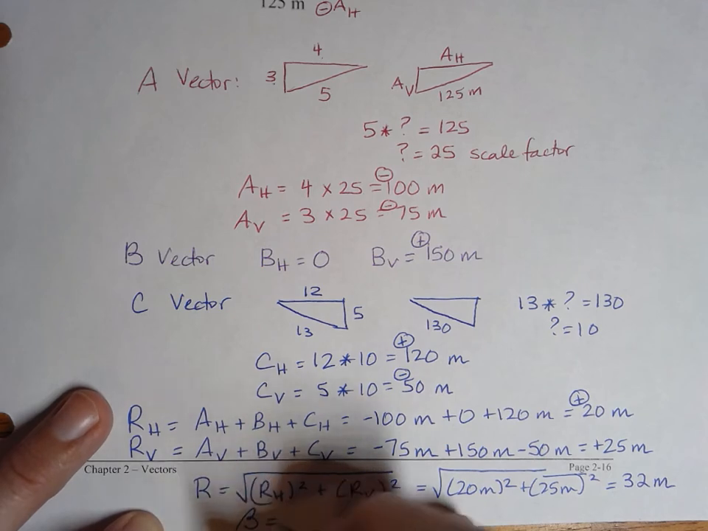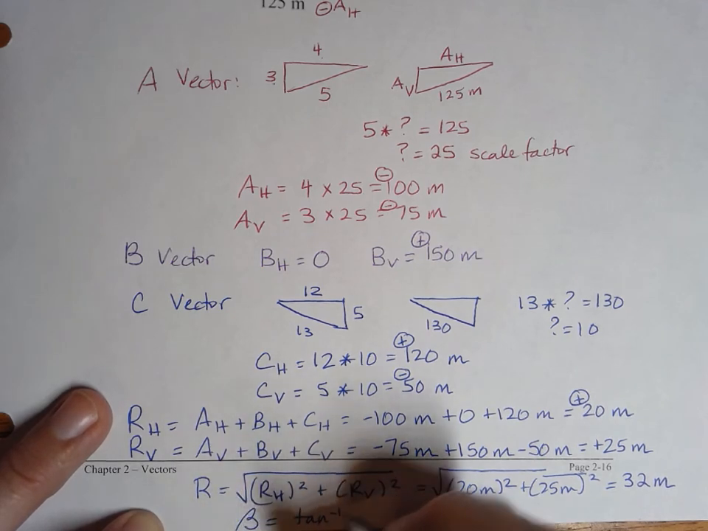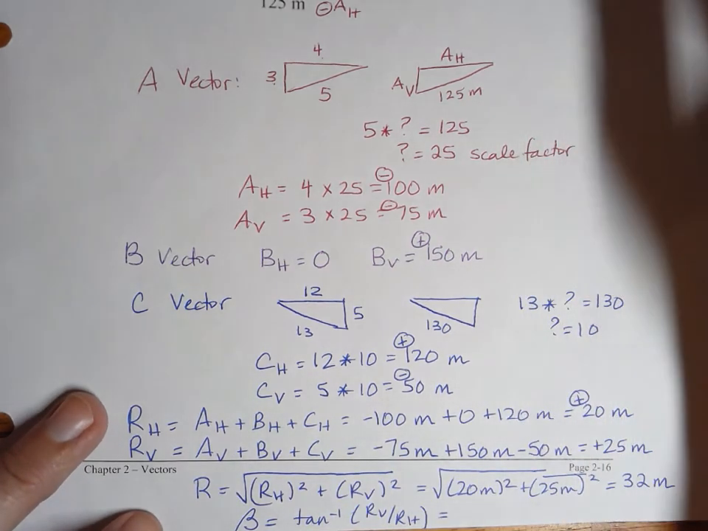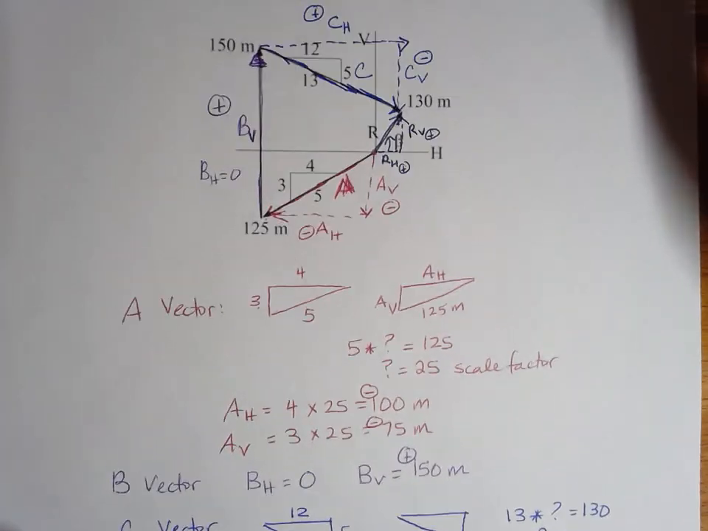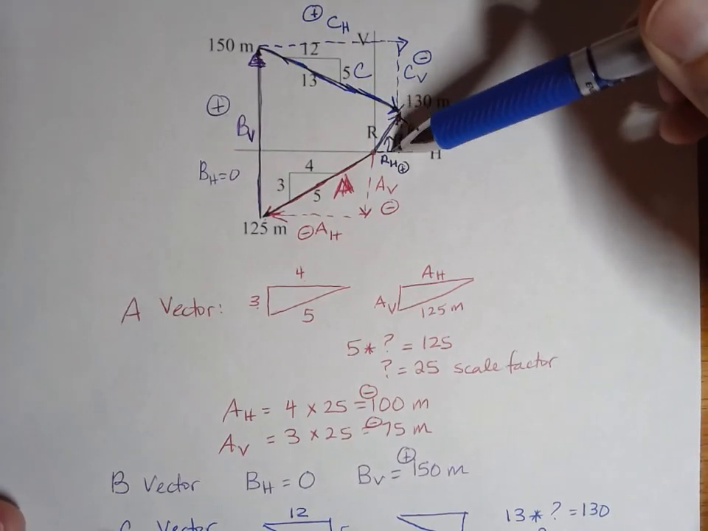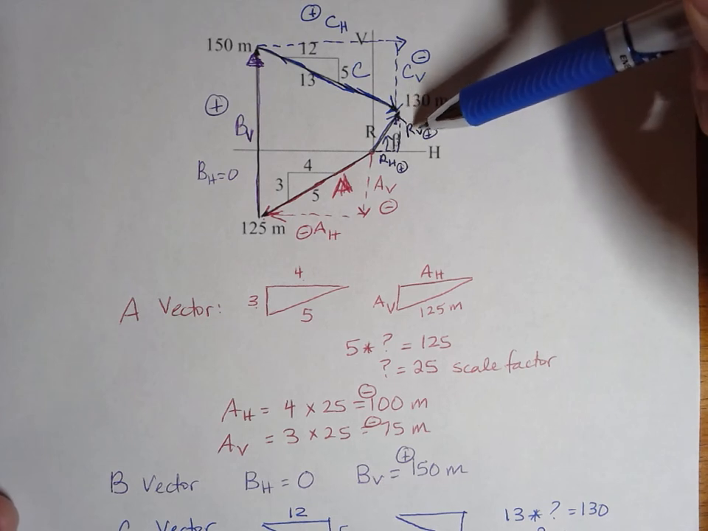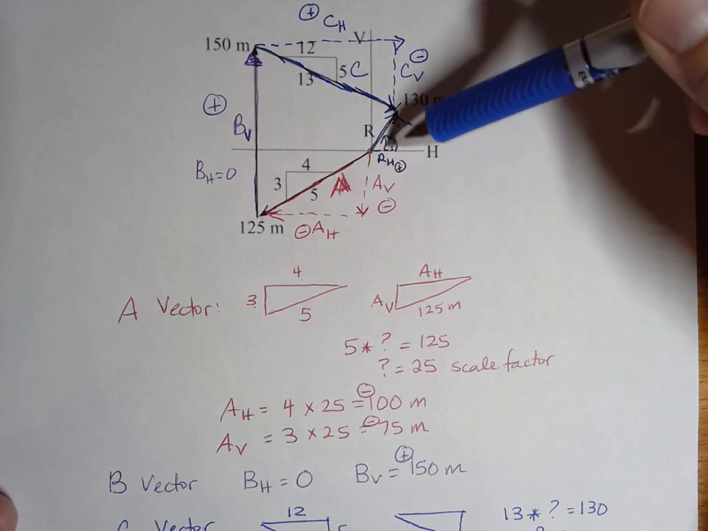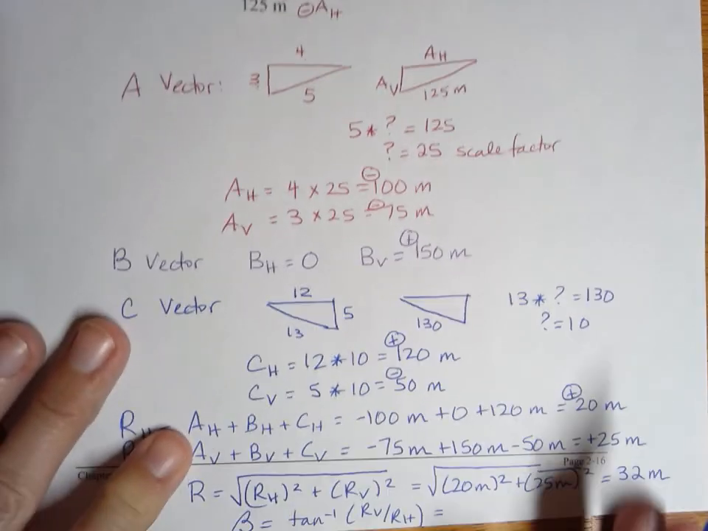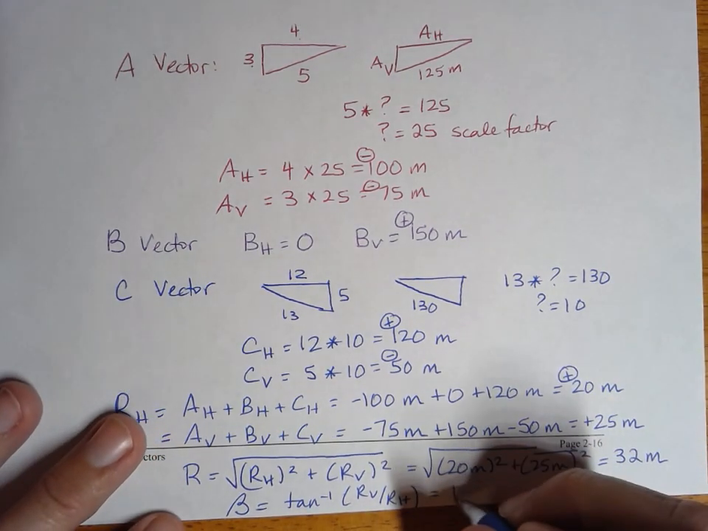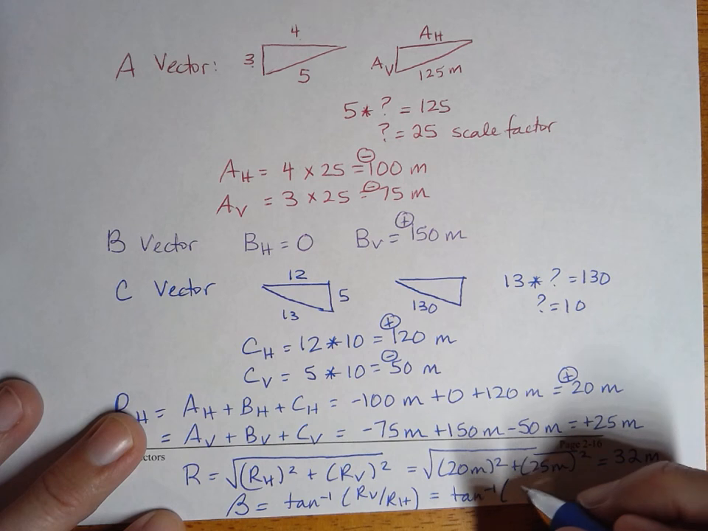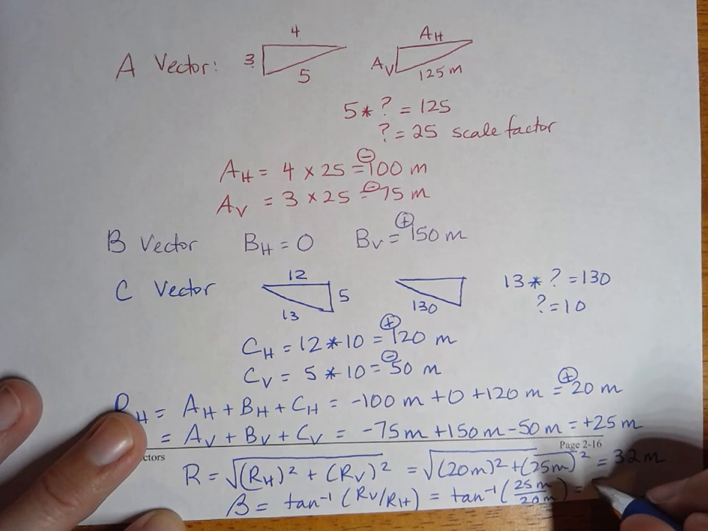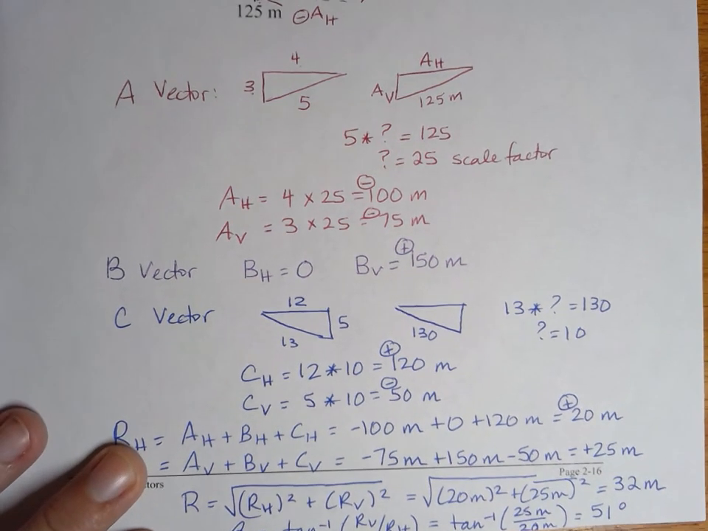My beta is going to be the inverse tangent of RV over RH. And let's just make sure that looks right here. So beta, come on down. Beta, remember, is my angle from the horizontal. So I remember tangent is opposite over adjacent. So yeah, my opposite is the vertical and my adjacent is the horizontal. So that is going to give me this angle in here that I'm looking for. And when we put that in, we get the inverse tangent of 25 meters over 20 meters, which is going to be 51 degrees. All right, fit it on the page.